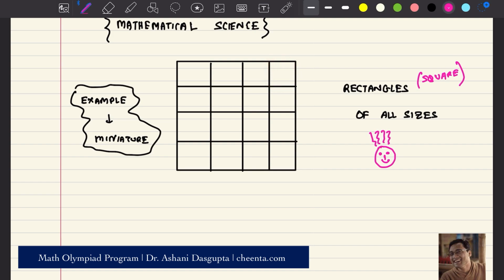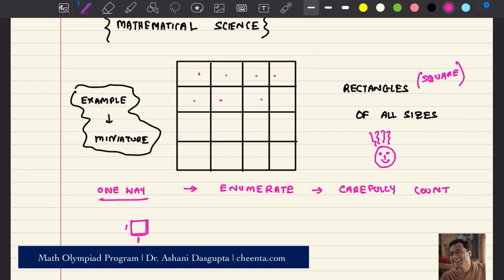So one way to do this is to enumerate. Enumerate means carefully count. Okay, carefully count. So what we can do is we can first count the 1 cross 1 squares. Of course, there are 16 of them. Right? 16.